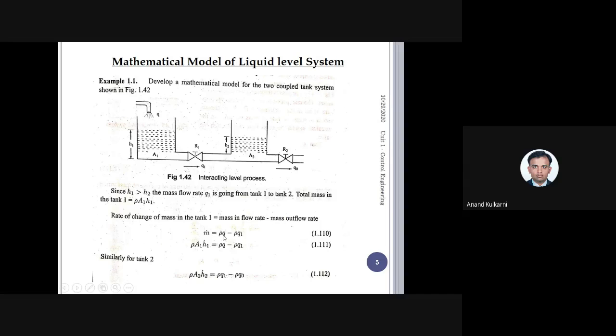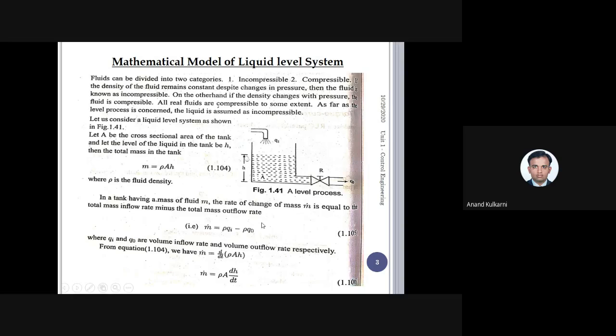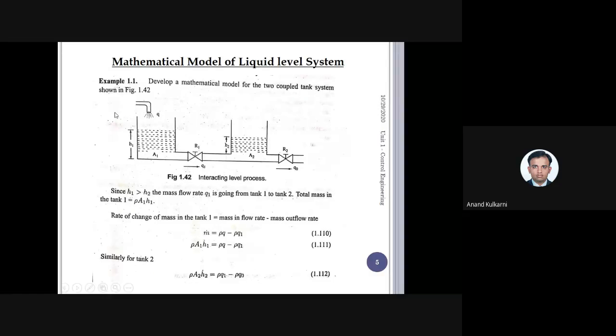Similarly, for tank number 2, rho into A2 into H2-dot is equal to rho common, Q1 minus Q0. So this is for tank 2. The same equation we had written here, we are writing here, because what is changing in tank 1 is the mass, which is equal to rho into H1 into A1. The mass in tank 2 is equal to rho into H2 into A2. That is what is here.